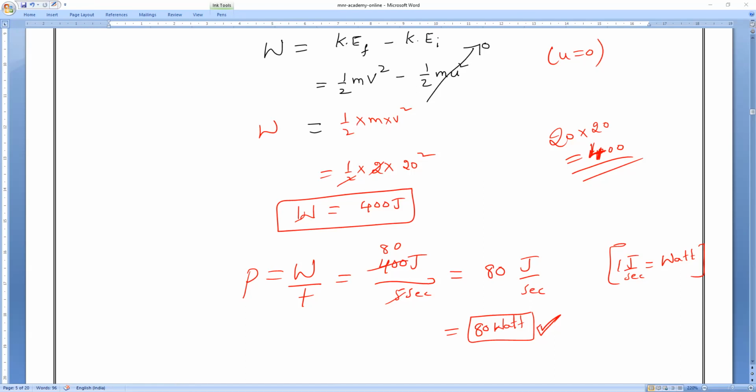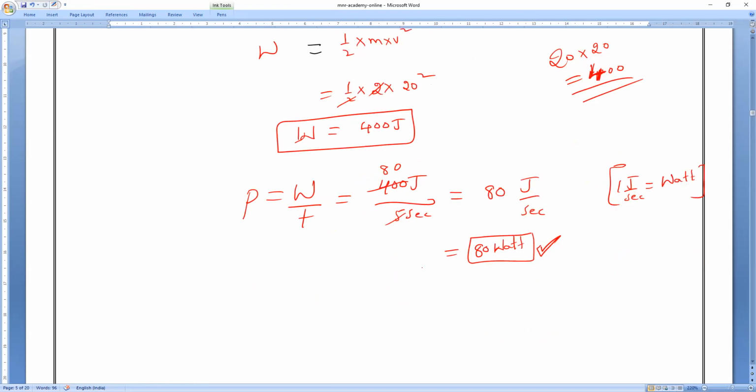Sir, we can also say force into velocity, no, sir. Whatever you can say, nothing is there, but you have to get the answer. But here we are calculating work done. Power has many formulas. Based upon the given data, you have to use the right formula. We can say energy by time, we can say work done by time. For example, if I give potential energy, then the power formula is mgh by time. Do you understand?